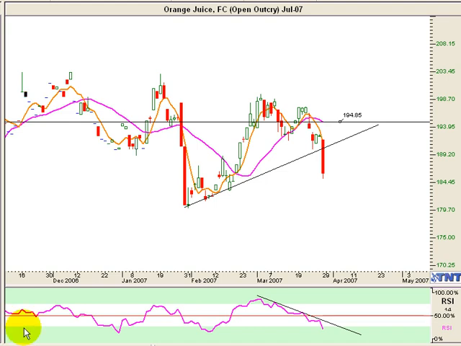But do keep an eye on these 3 indicators, your 20-day moving average, your trend line, and your RSI indicator, and they'll help you sort out what's likely to be the most influential support and resistance areas.